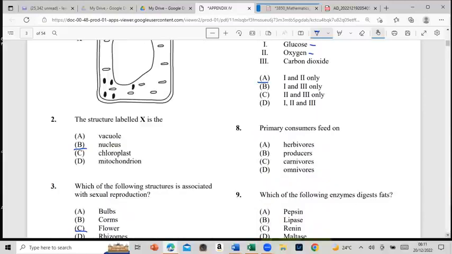Primary consumers feed on A, herbivores, B, producers, C, carnivores, or D, omnivores. And that would be producers. Alright, let's move on to 9.